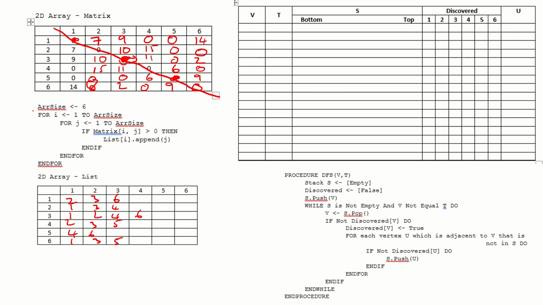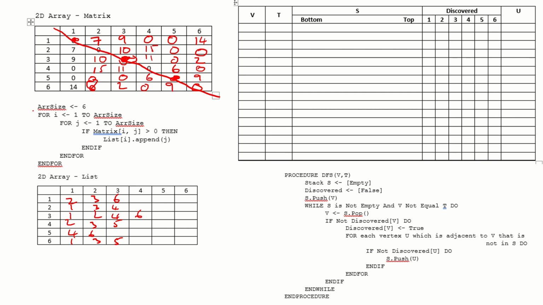And if that's not been discovered, well, 6 has been discovered, so we don't need to push it. So that's done. End of the for loop, end of the if statement, end of the while loop, back around again. While S is not empty, the stack is not empty, and V is not equal to T. Well, V is equal to T because V is 5, T is 5, they match, all sorted. So actually, skip to the end of the while loop, end of the procedure, and we're finished.